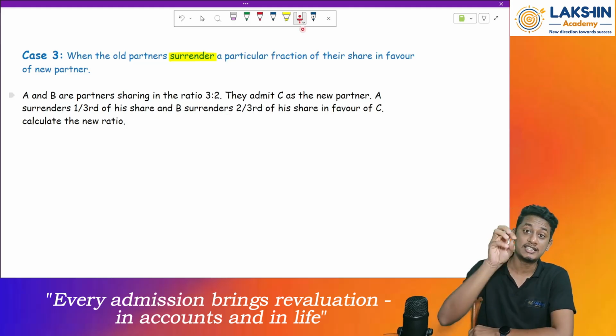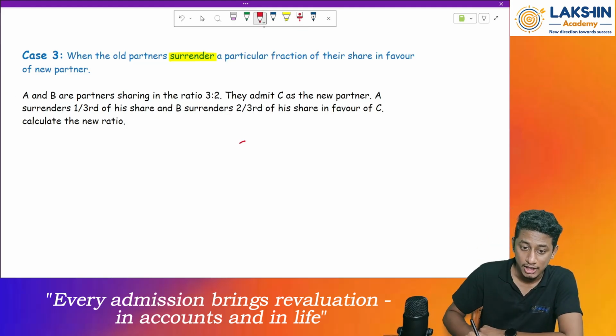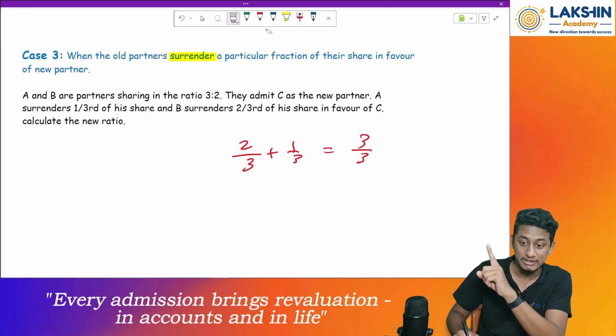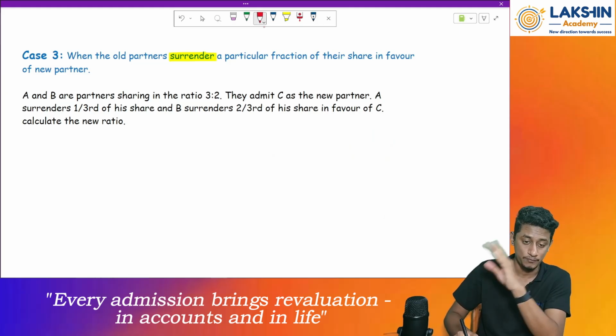That means they are surrendering some portion, not sacrificing. This is not the sacrifice ratio. Here I simply cannot add 2 by 3 plus 1 by 3 and get the answer as 3 by 3. Whenever I see that it is totaling to 1, that means it is not the sacrifice ratio. It is the surrender ratio. The surrender ratio is different from the sacrifice ratio. So how to compute it?